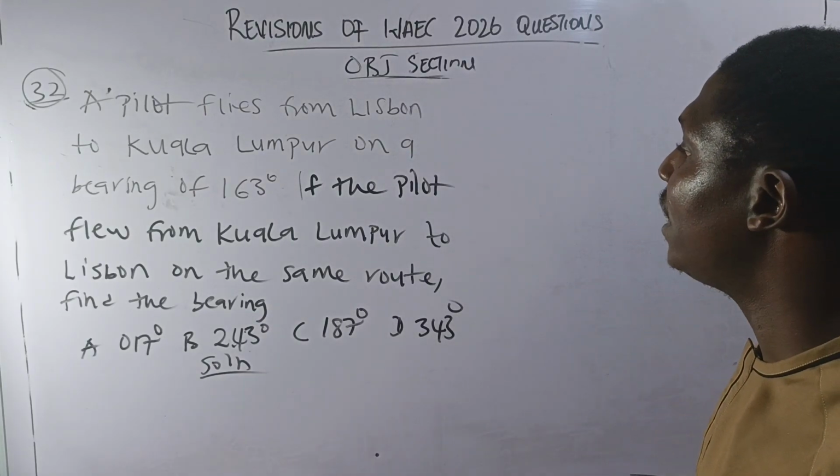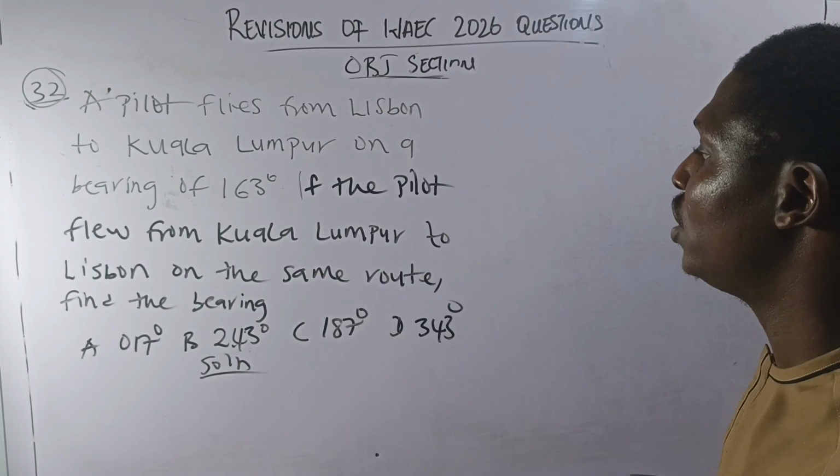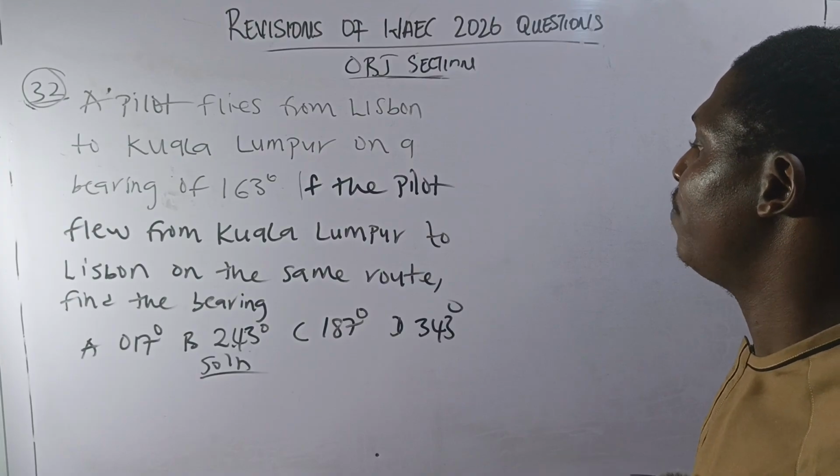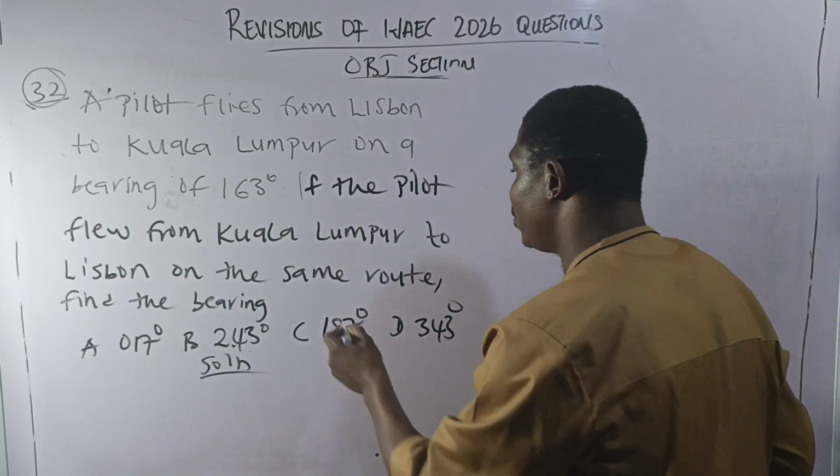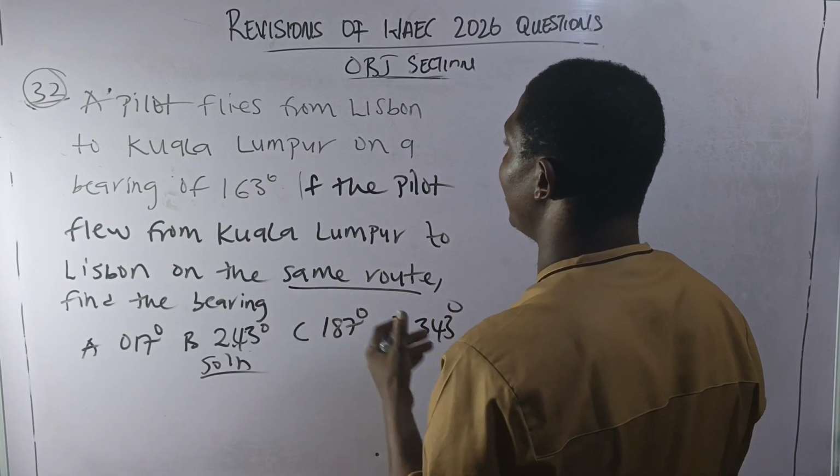A pilot flies from Lisbon to Kuala Lumpur on a bearing of 163 degrees. If the pilot flies from Kuala Lumpur to Lisbon on the same route, find the bearing. These are the options. Take note, on the same route here simply means it follows the same direction backward.